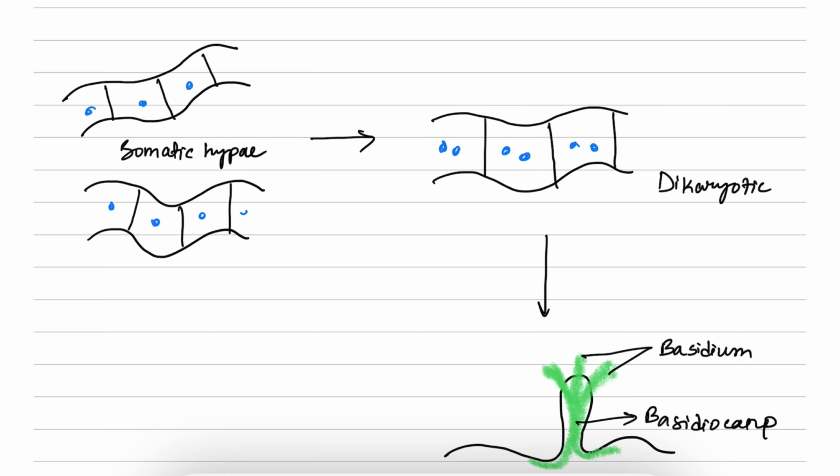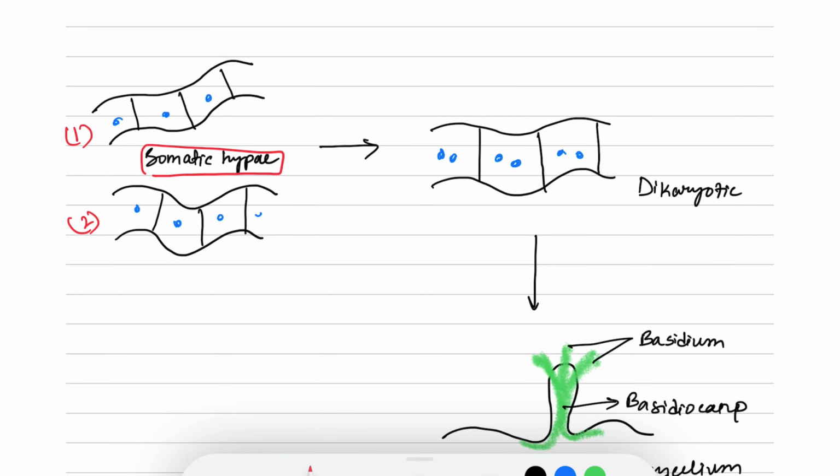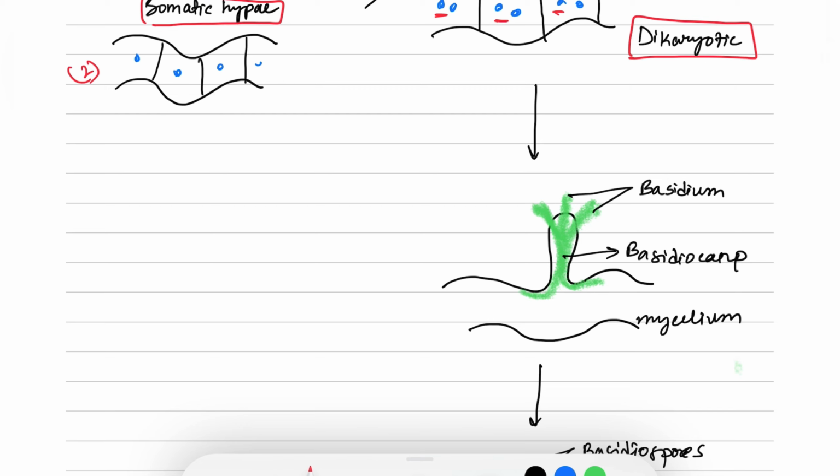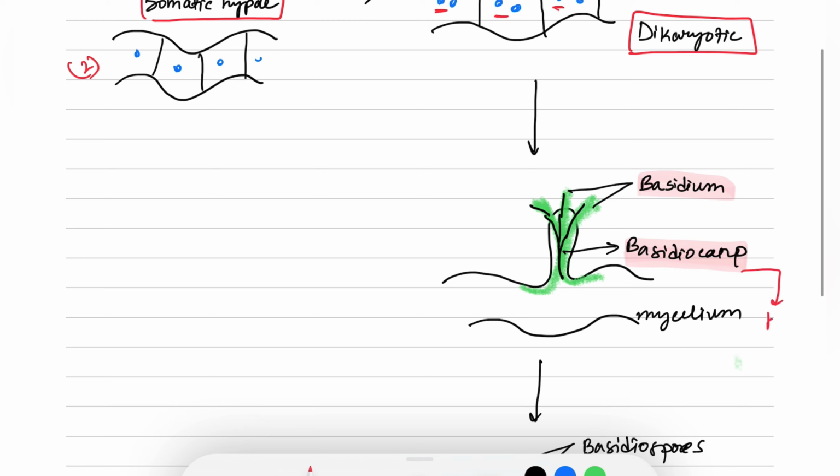See here, guys. First, two somatic hyphae. This is the first somatic hypha, this is the second somatic hypha. They fuse together. When they fuse together, the resultant is a dikaryotic phase, means two nuclei. Now this dikaryotic phase gives rise to basidium. See, this is one basidium, this is two, this is three basidium. These basidia join to form the basidiocarp, which is the fruiting body.